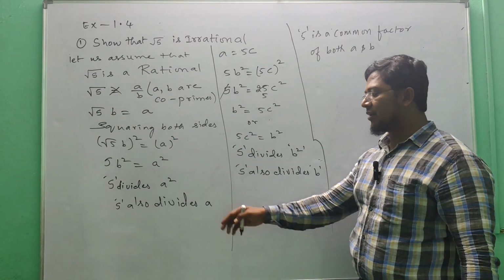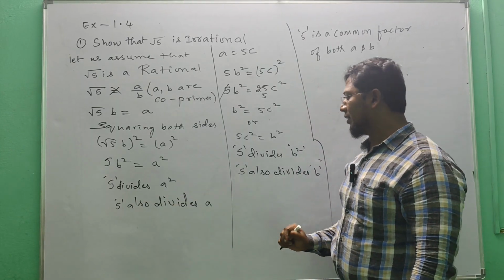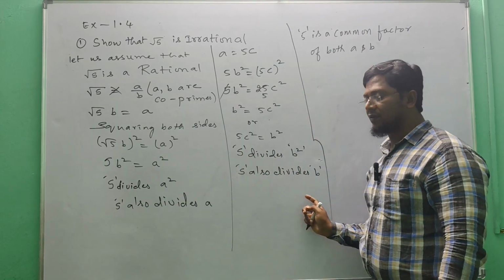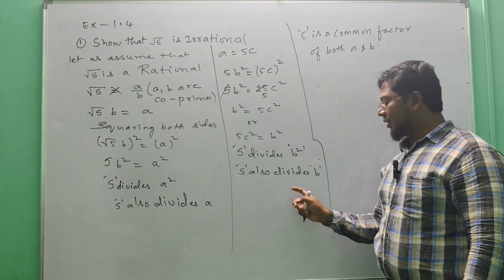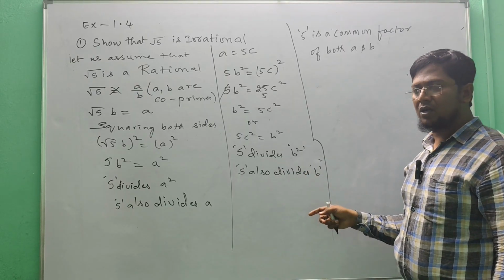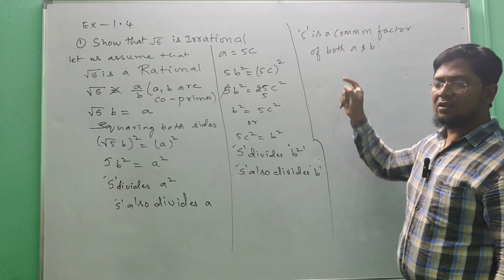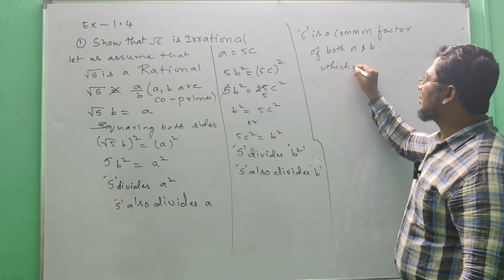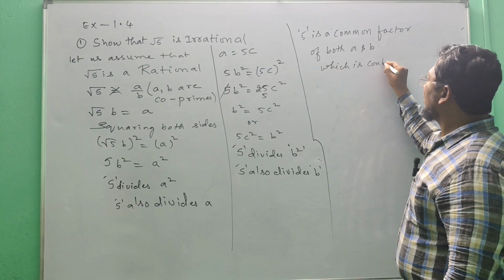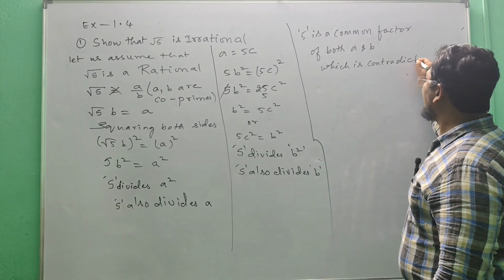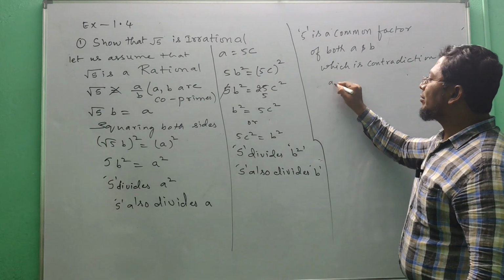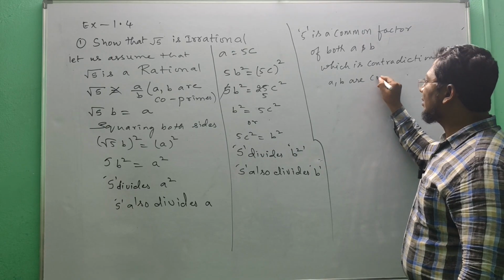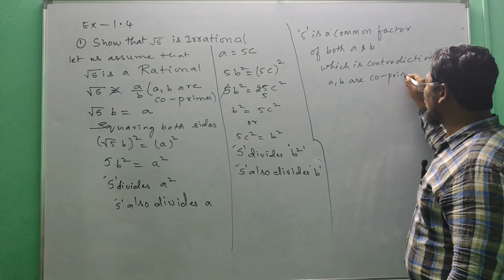Here 5 divides a square, 5 also divides a. 5 divides b square, 5 also divides b, which means what? 5 is a common factor of both a and b, which is a contradiction. Why? Because a, b are what? Co-primes.